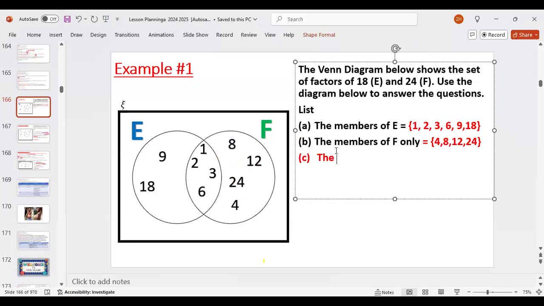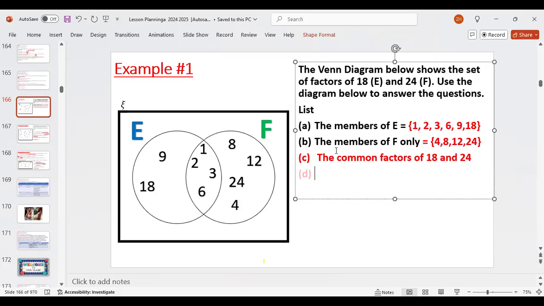So now for part C, I want the common factors of 18 and 24. I just want the common factors now. By the way, remember we've been doing sets, but this set question combines highest common factor or common factors with the set idea. So based on the Venn diagram, what can you say is the common factors of 18 and 24?